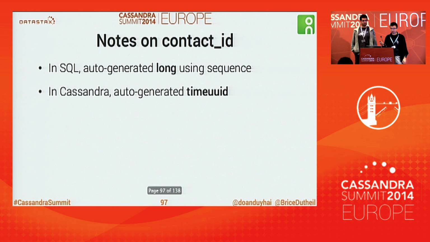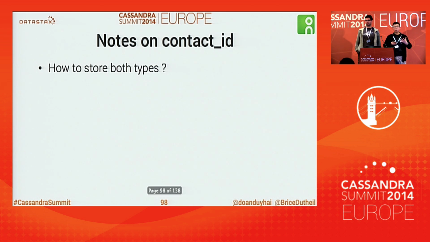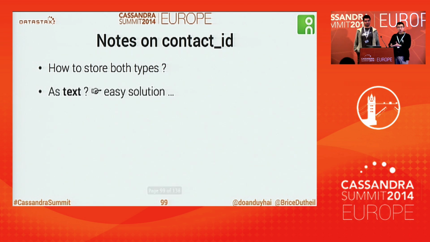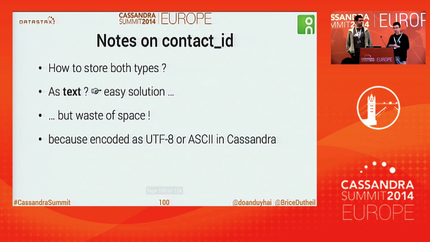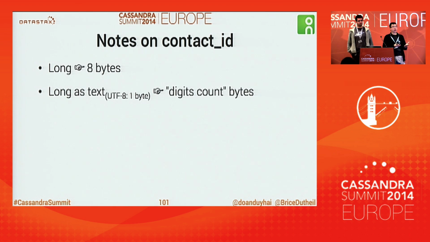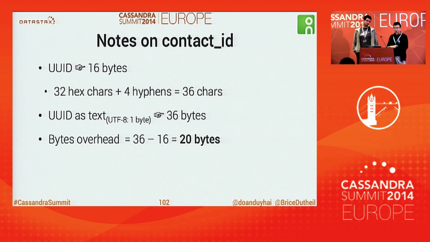That's a trade-off. Some notes about the contact ID. As I said, the contact ID is coming from a sequence as a long, and for Cassandra, it's a time UUID. So how can we store both data types in Cassandra? Well, the easiest solution is to encode them as text, but we are wasting a lot of space. A long is encoded as 8 bytes, but if we encode it as text, the byte count is the digit count.